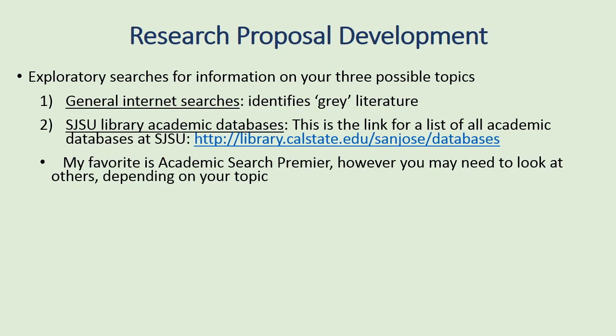Second, searching for information includes searching in academic databases, which include peer-reviewed studies and journals. SJSU has a number of academic databases that you can search for information. My favorite is Academic Search Premier. However, you may need to look at other databases depending on your topic.